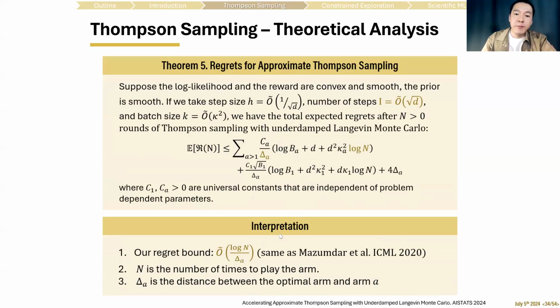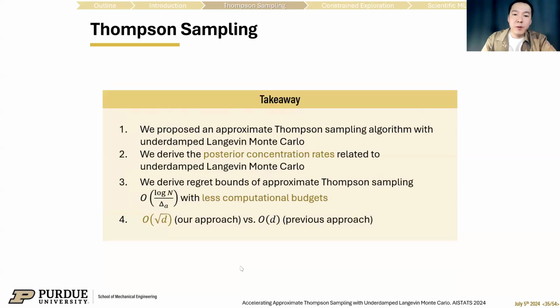Our regret bound is at the rate of log n divided by delta a, where n is the number of times you play the arm, and delta a is the distance between the optimal arm and arm A. And to sum up, we propose a novel Thompson sampling algorithm with underdamped Langevin Monte Carlo.